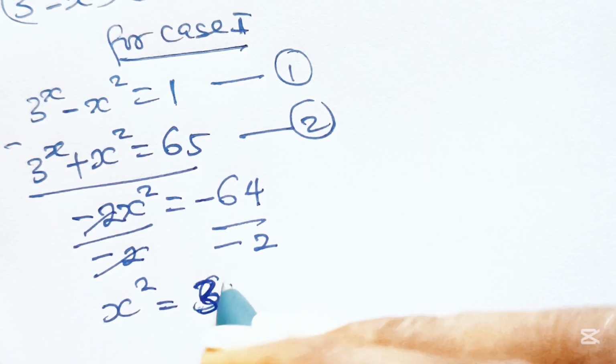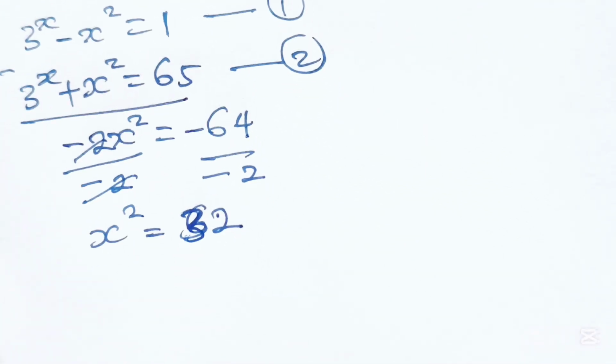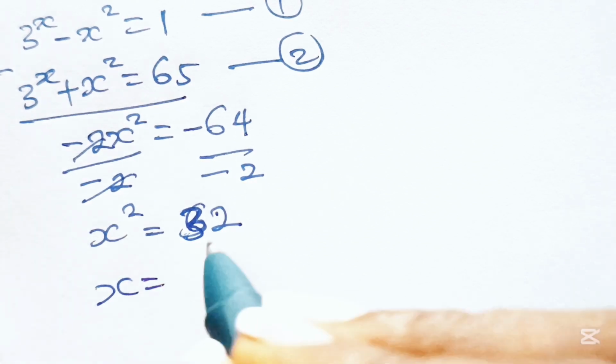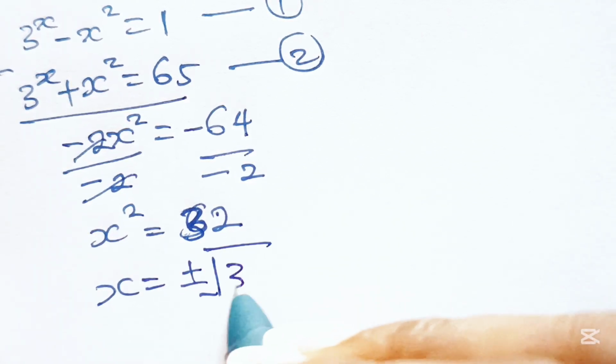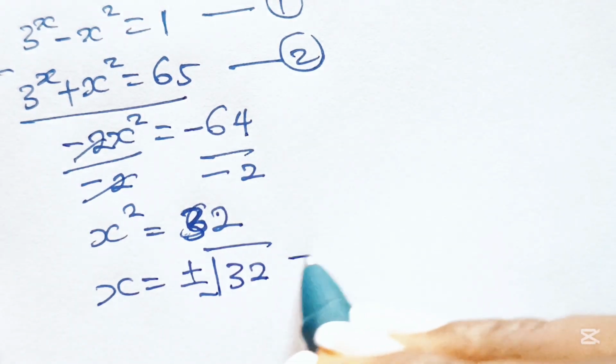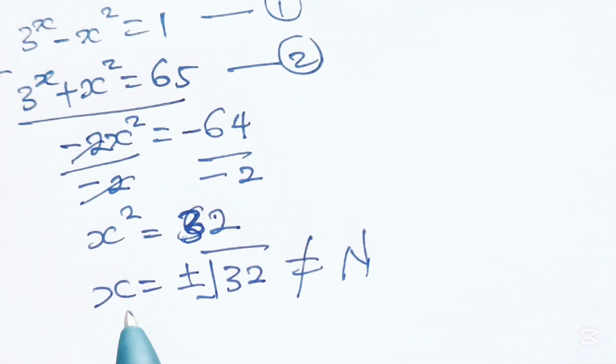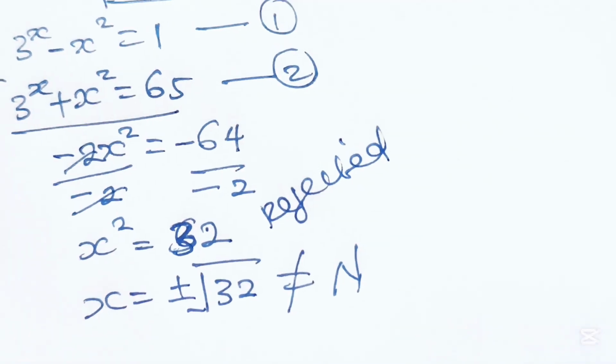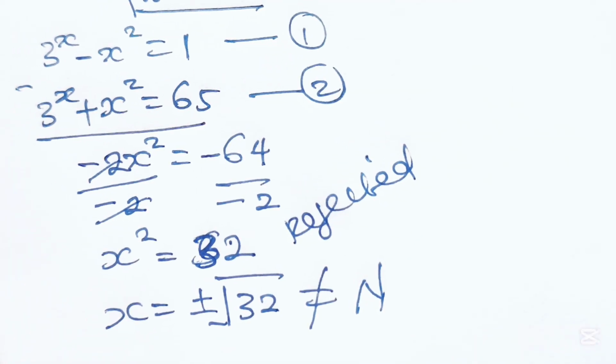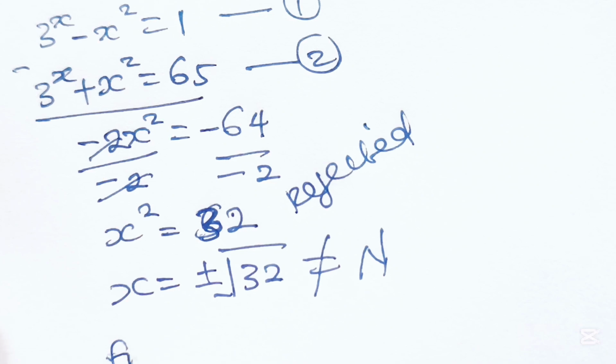32. Now you can see that the value of x is going to be plus or minus square root of 32, which is not a natural number, so we are going to reject this. Okay, so rejected. Now we are going to check for case 2.